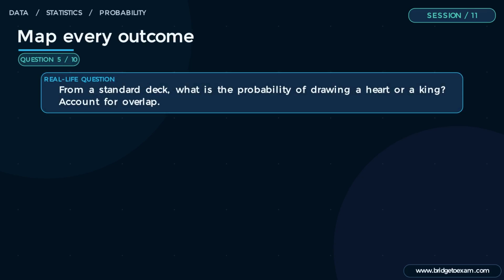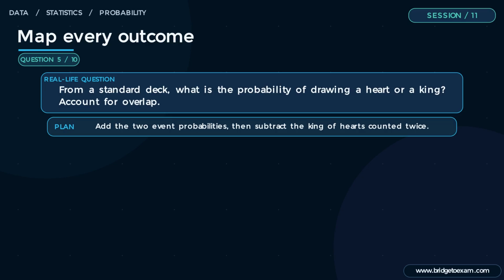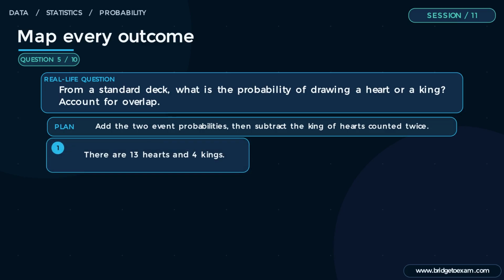Example 5. From a standard deck, what is the probability of drawing a heart or a king? Account for overlap. The overlapping circles show outcomes that belong to both events. Plan. Add the 2 event probabilities. Then subtract the king of hearts counted twice. Step 1. There are 13 hearts and 4 kings.